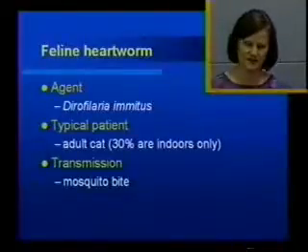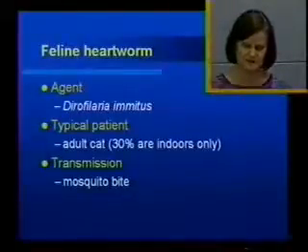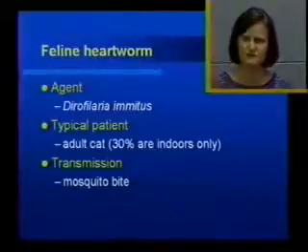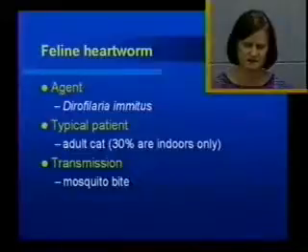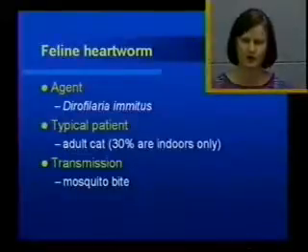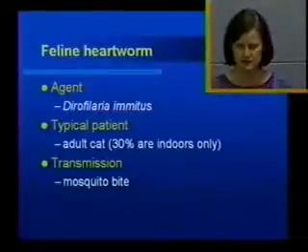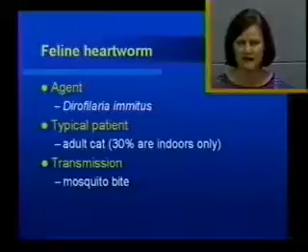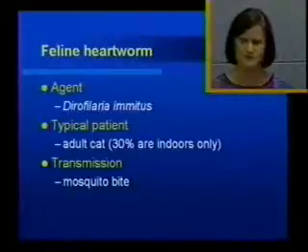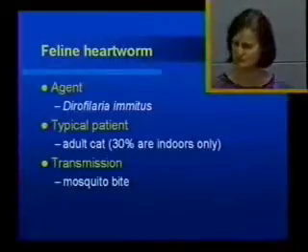Well, what about some parasitic infections now? Feline heartworm disease. This is the disease we normally think of affecting dogs. It's the same agent, Dirofilaria immitis. The typical patient is an adult cat. 30% of the infected cats are reported by their owners to be indoors only. So it's very important to remember that indoor cats can be infected with heartworms, even though mosquitoes are required for transmission.